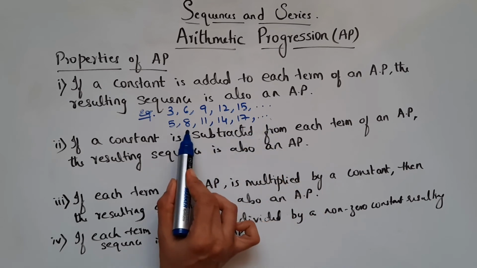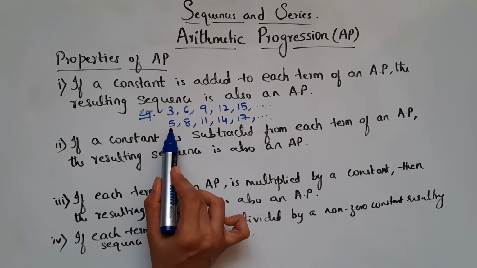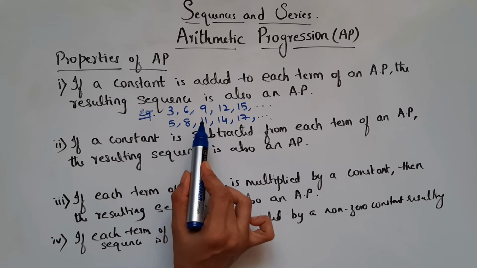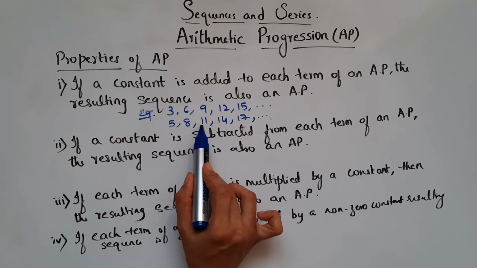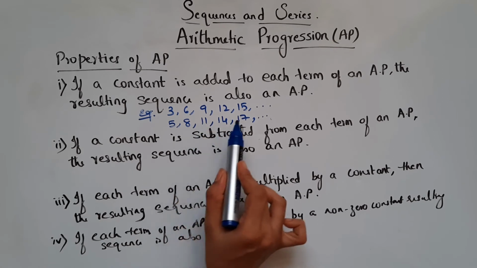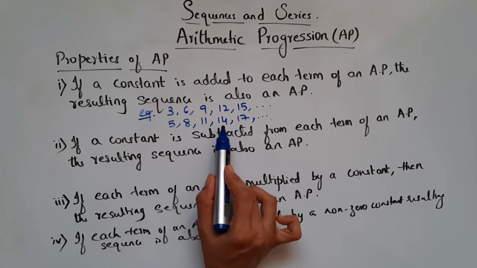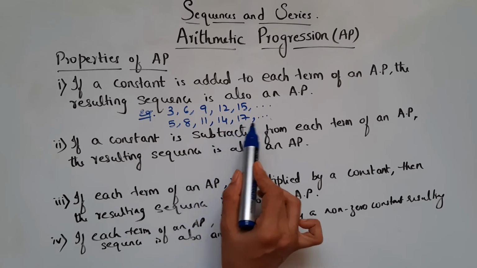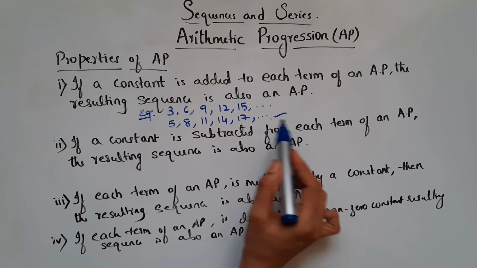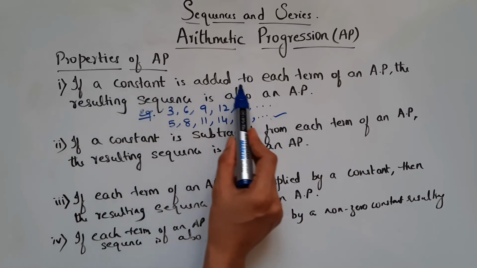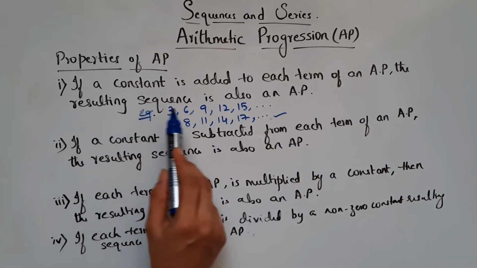Now what we got is also in AP. Check: 8 minus 5 will give you 3. 11 minus 8 will give you 3, right? 14 minus 11 will also give you 3. 17 minus 14 will also give you 3. So here also the common difference is the same. Therefore we can say this is also an AP. That is what it is saying: if a constant is added to each term of an AP, the resulting sequence is also an AP.